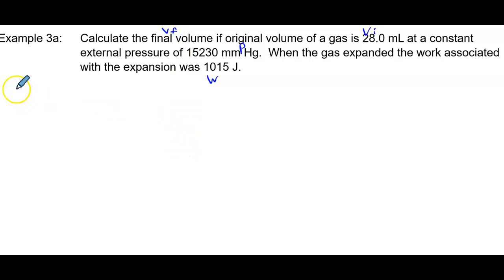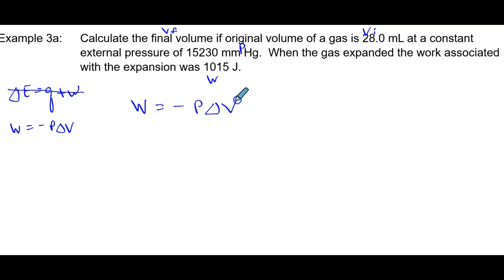So our formulas so far that we have used or learned about are change in E equals Q plus W, and work equals negative pressure times delta V. So we have volume and need volume, so we can't use the first one. We're going to have to use this one again. So we're going to say work equals negative P change in V.